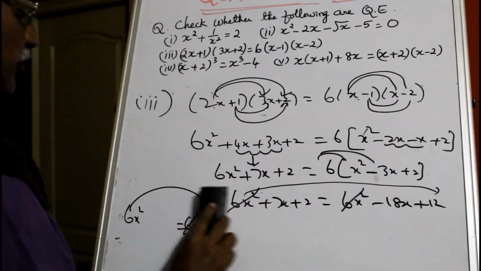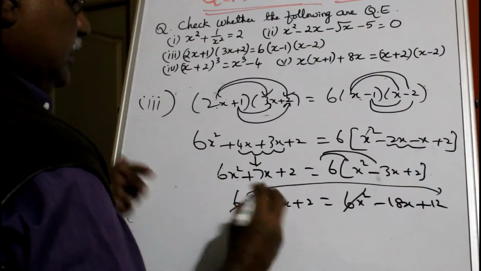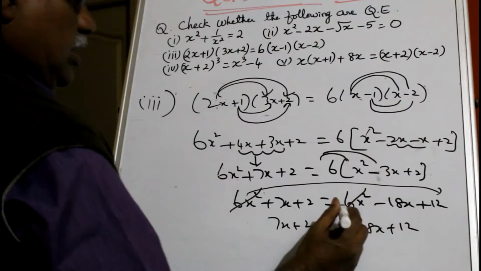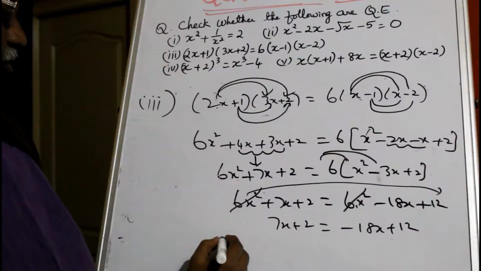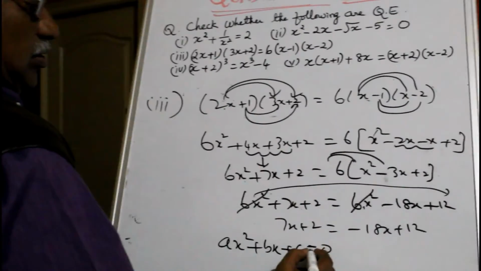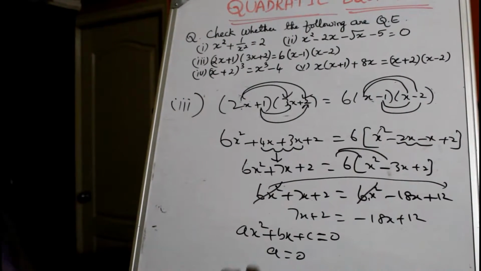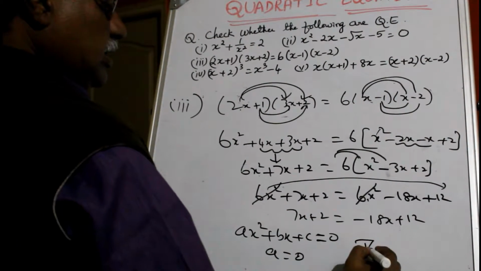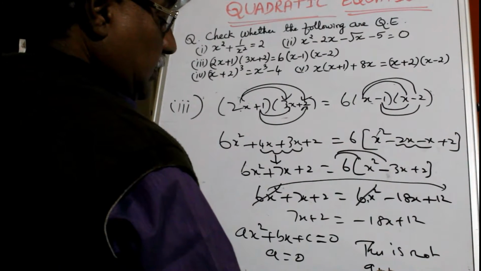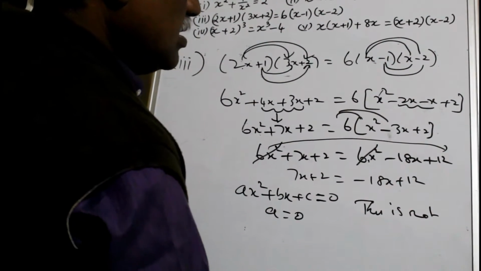So the x square term vanishes. Only the x term remains. What remains is 7x plus 2 equal to minus 18x plus 12. x square has vanished, so this is not of the form ax square plus bx plus c. Because a has become 0. There is no x square term, which means a is equal to 0. Therefore, this is not a quadratic equation.